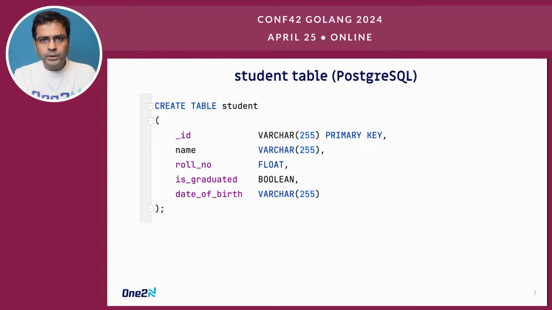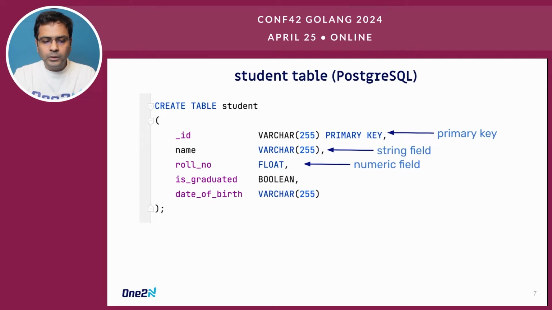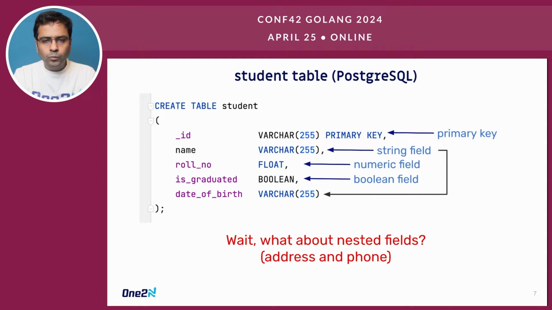The student record itself is pretty simple. You could just migrate the keys one-on-one, and keys in the MongoDB document become columns in Postgres. So for example, ID becomes the primary key. You have name as a string field, roll number, is graduated, date of birth, pretty simple. What about nested fields? We had address and we had phone. How do those get translated?